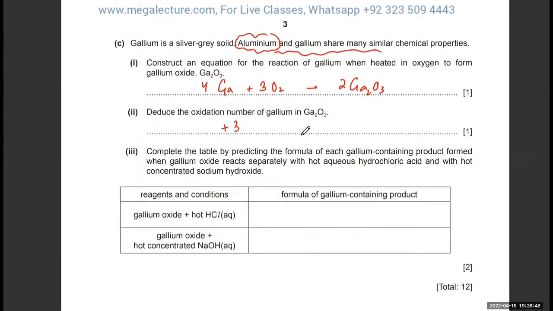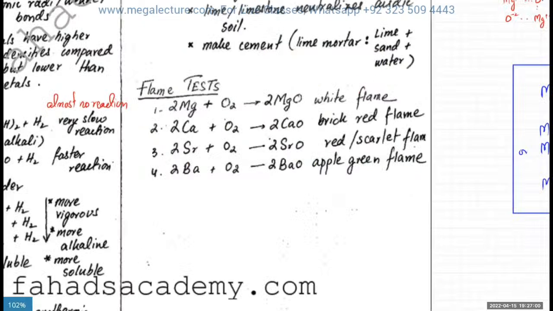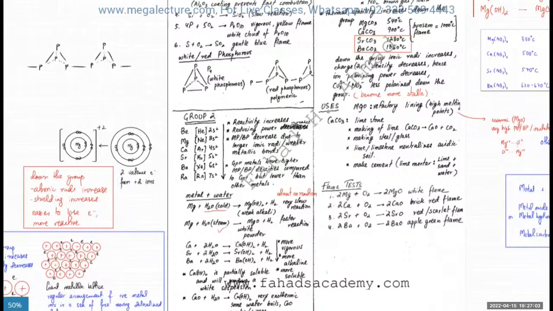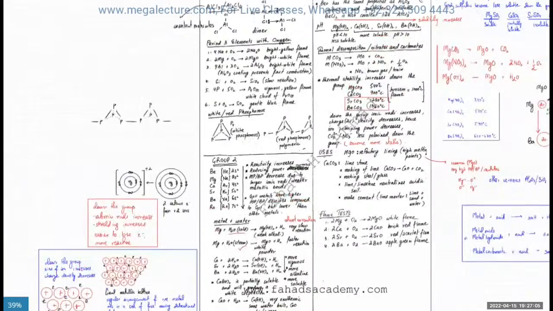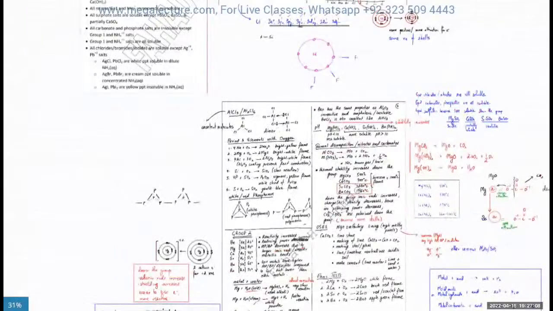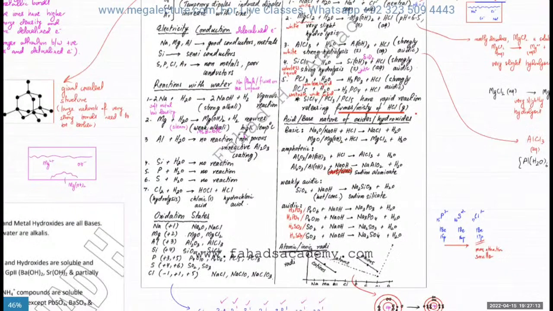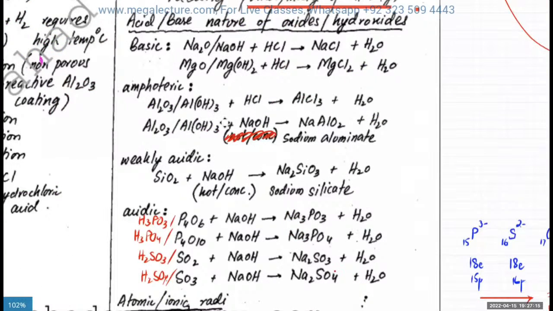Complete the table by predicting the formula of each gallium-containing product formed when gallium oxide reacts separately with hot aqueous hydrochloric acid and with hot NaOH. So now remember, aluminium oxide is amphoteric. Be careful with these inorganic notes. Make sure you prepare them carefully because recently a lot of questions are coming from inorganic. So this one, aluminium oxide is amphoteric. It reacts with both HCl and with NaOH. And you're going to get AlCl3 or NaAlO2 in the other one.